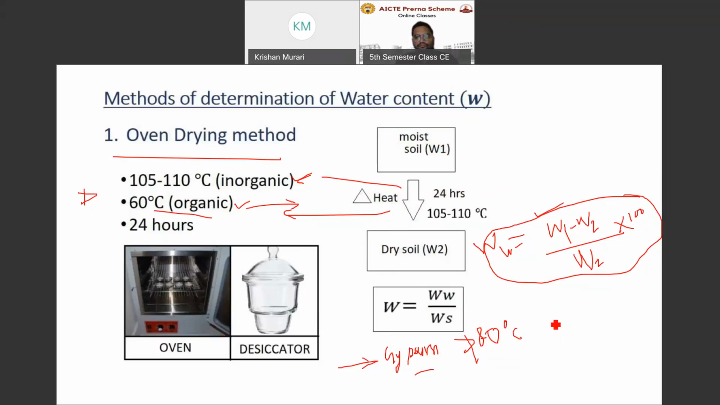We don't want the structural water to be removed from the soil, because if the structural water is deficient, the structural bond will be damaged. After that, the soil loses its strength properties. Okay, so that is the oven dry method. You have to remember that method.